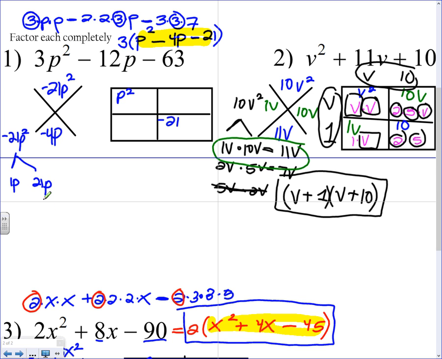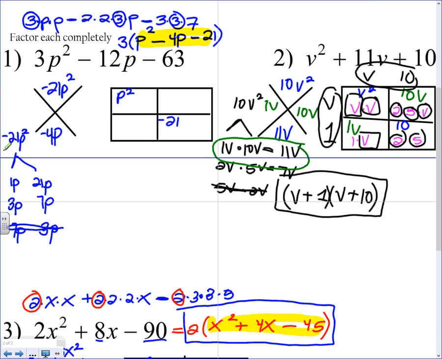Can 3 times something give me 21p? I'm sorry, 2. Can 2 times something give me 21p? 2 does not work. What about 3? 3p and 7p. What about 4? Can 4 times another number give me 21? Nope. 5? Nope. 6? Nope. 7? That'd be 7p and 3p. But they're repeating already, so that's a sign for me to stop. That's it. I'm done.